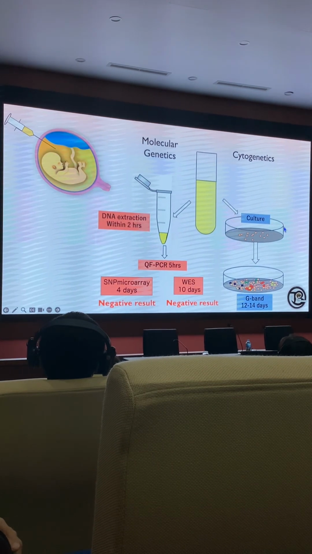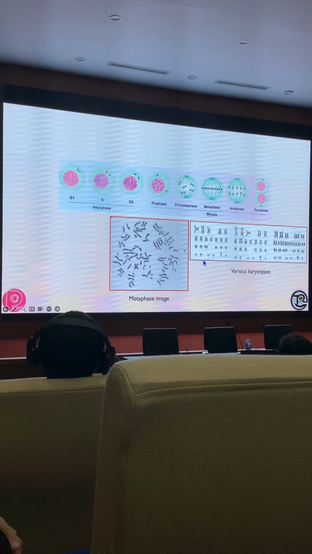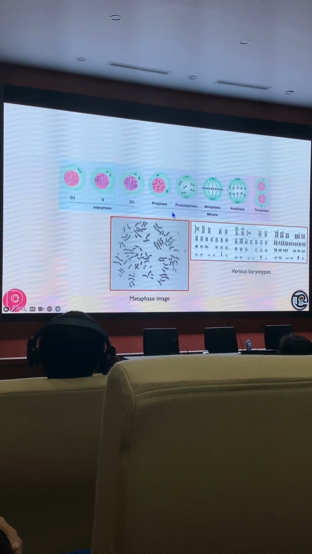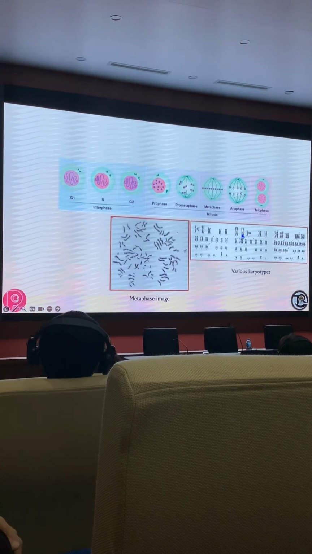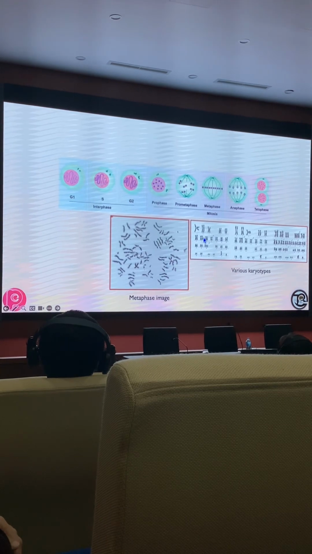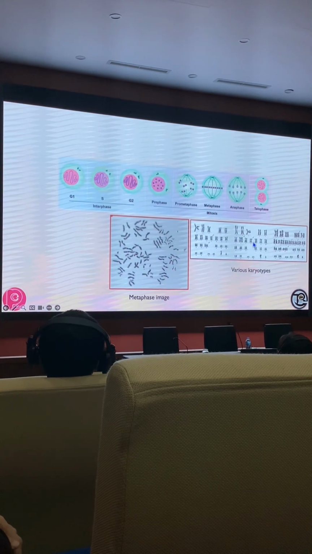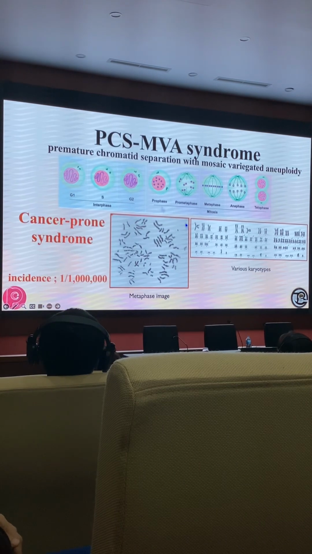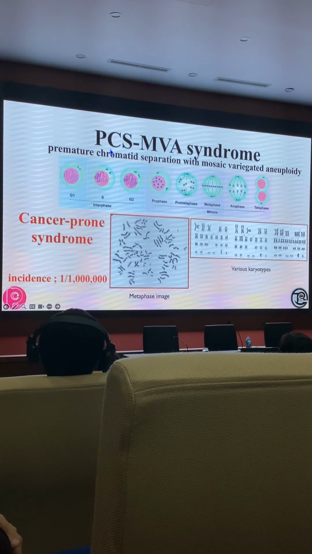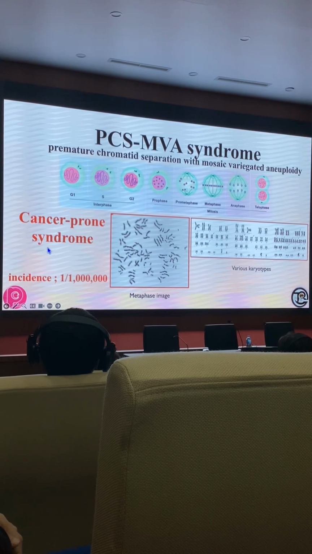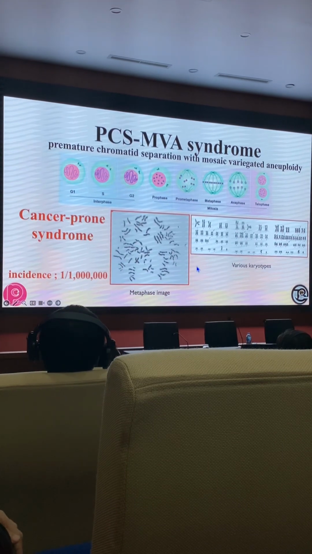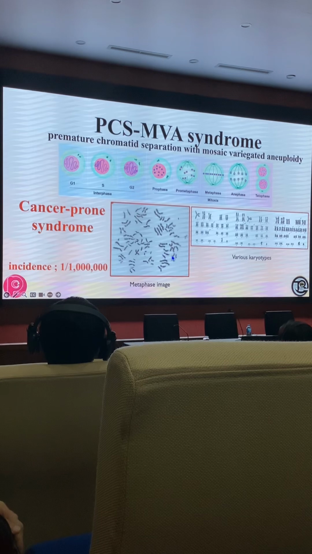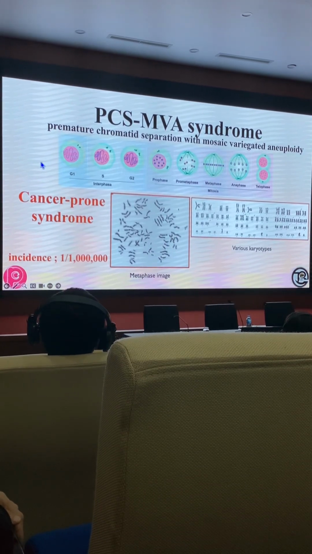But just in case. Here you can see that this is a very abnormal metaphase image and various karyotyping, many kinds of trisomies here and there. So this is called the PCS-MVA syndrome. This is cancer-prone, and the incidence is 1 out of 1 million. And here, this is very, very abnormal.